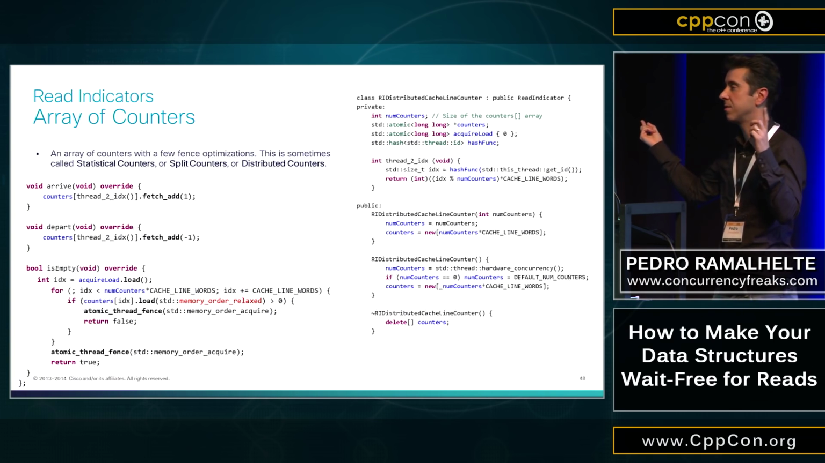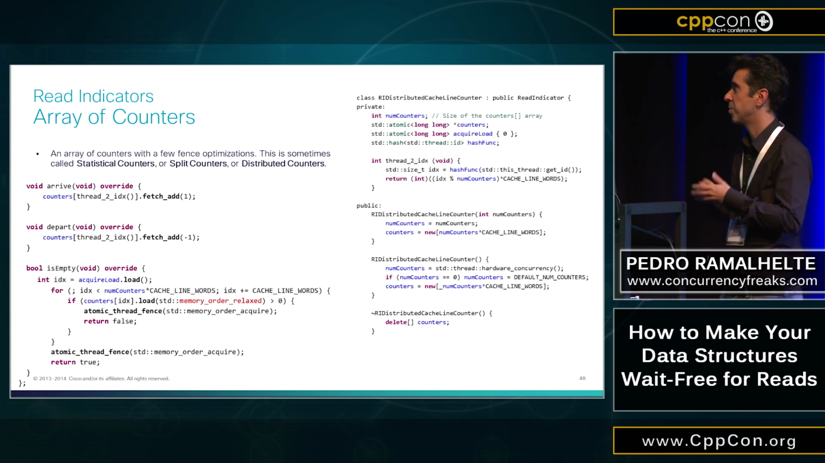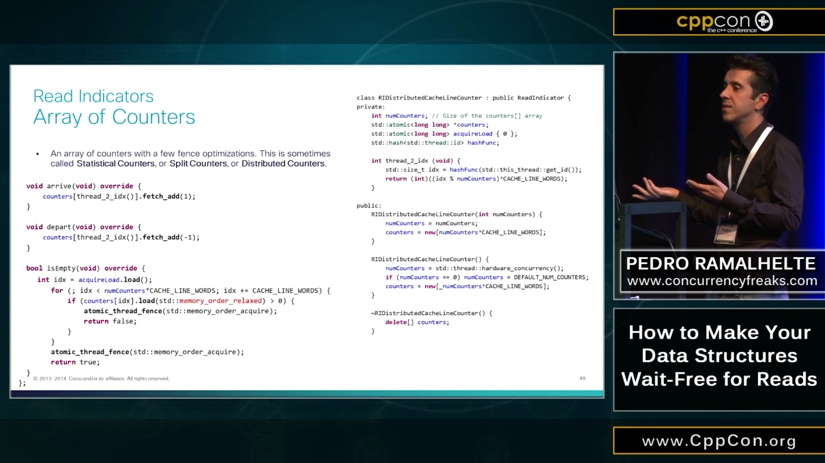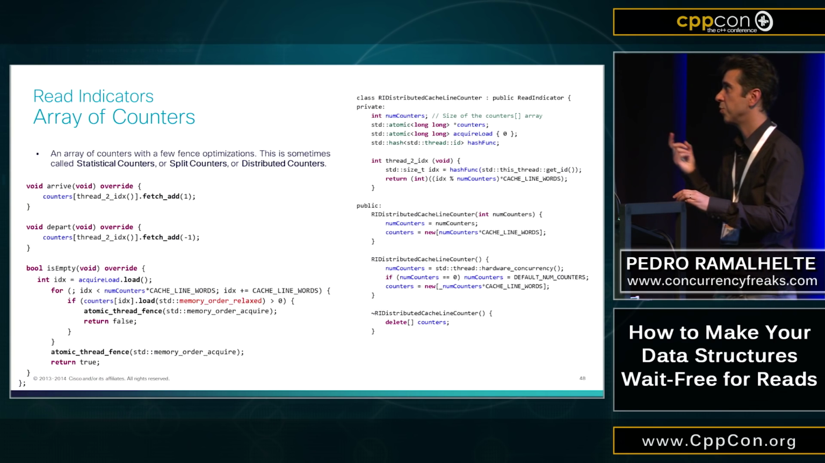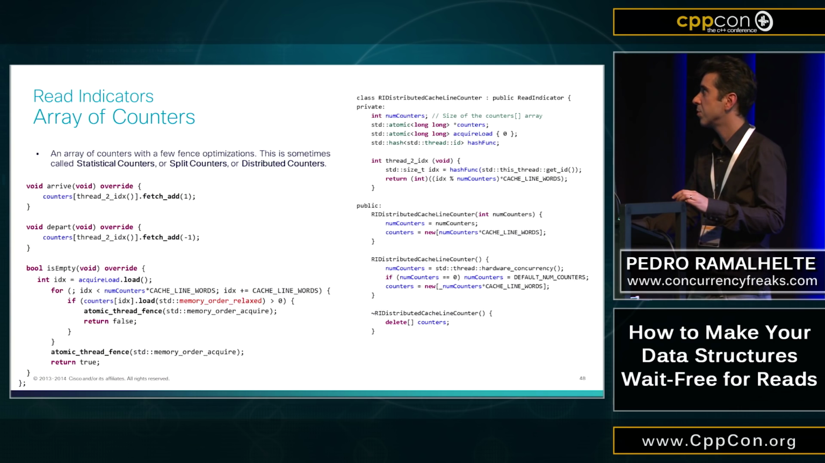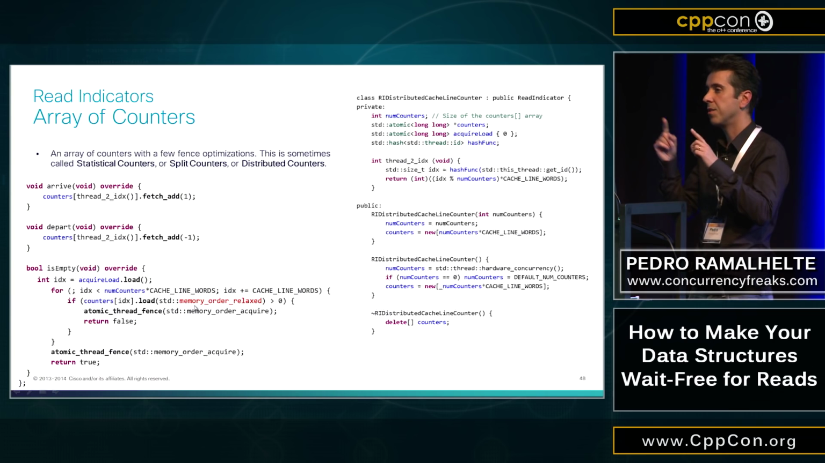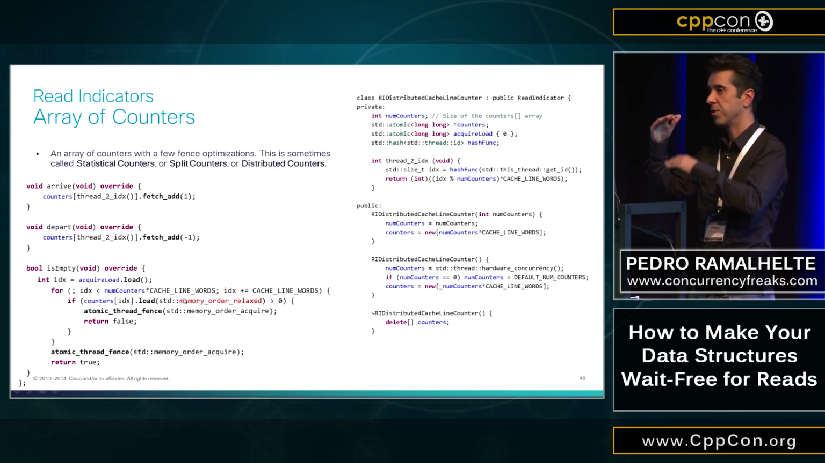You can even increase the size of the array to as much as you're willing to spend in memory. But usually a few times the number of cores is enough to get good scalability. And then you can optimize reading the array, because of course you could do all of them as sequentially consistent loads, but instead you can do just one sequentially consistent load, and then read all the other entries as relaxed, and in the end you do some atomic thread fences so that there's no reordering.